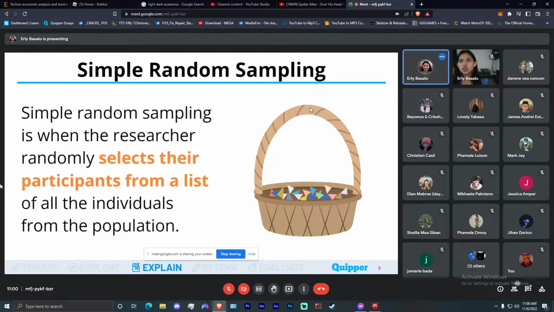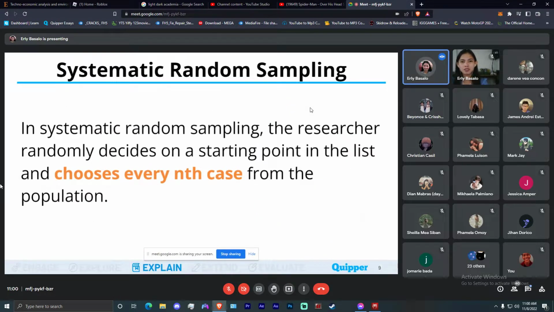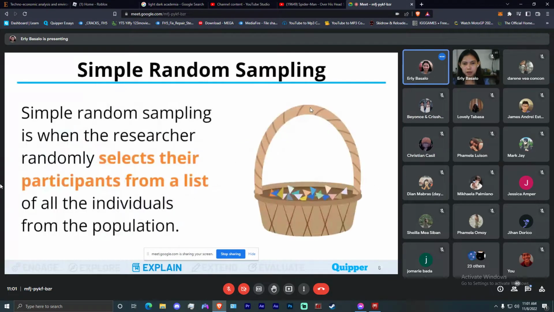Okay, you can use the formula that Sir discussed if you want to use this type of sampling, simple random sampling. Next, we have systematic random sampling. It is better, class, that you use this type of research because it will make our research more valid and based on true and factual information, because we use probability sampling.